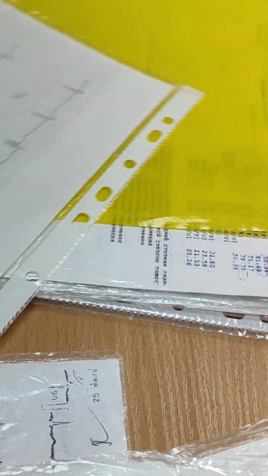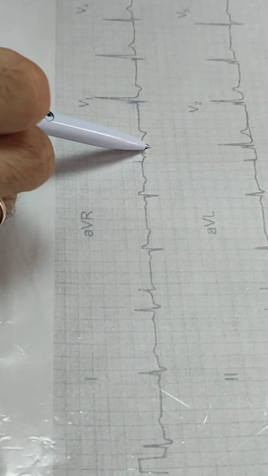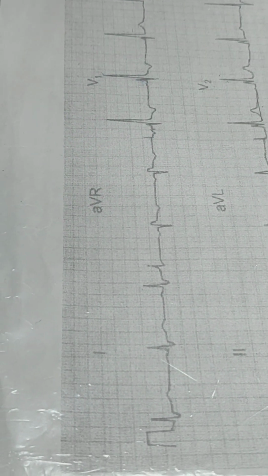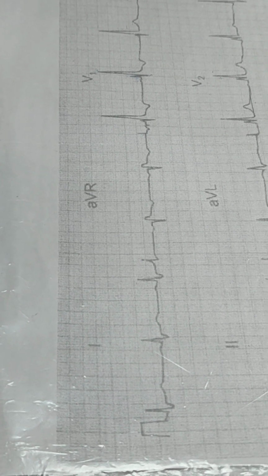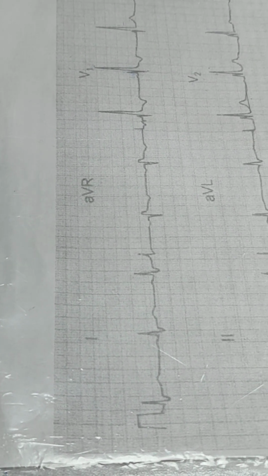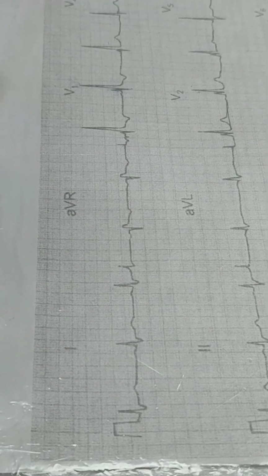And last one. M-like shape in V1, V2. Right bundle branch of His block. That's it.